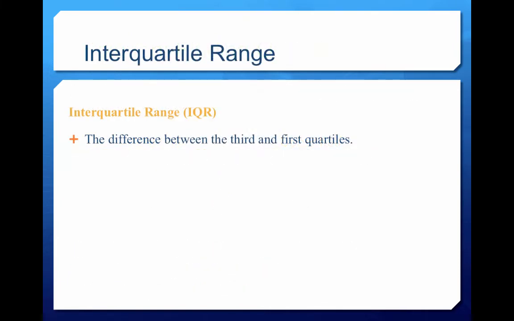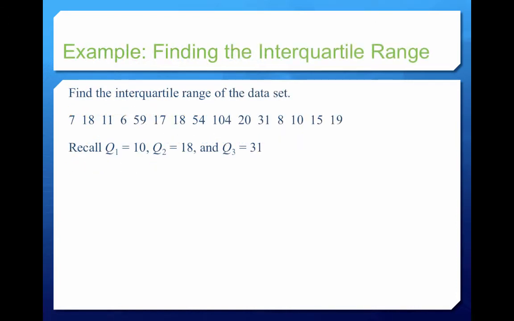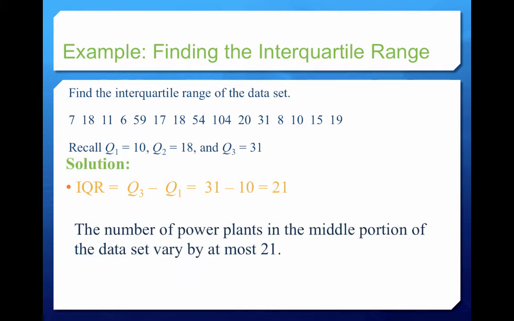All right, let's talk about the interquartile range, oftentimes abbreviated IQR. This is just going to be the difference between the third and first quartiles. So it's kind of like the range where you subtract the maximum and the minimum, but here for the interquartile range, you subtract the first quartile from the third quartile. All right, so going back to the nuclear power plant data, we've already found that Q1 is 10, the median, or Q2, is 18, and the third quartile is 31. So if we want the interquartile range, we're just going to subtract Q1 from Q3, or 10 from 31, and we get 21. So the number of power plants in the middle portion of the data set vary at most by 21.